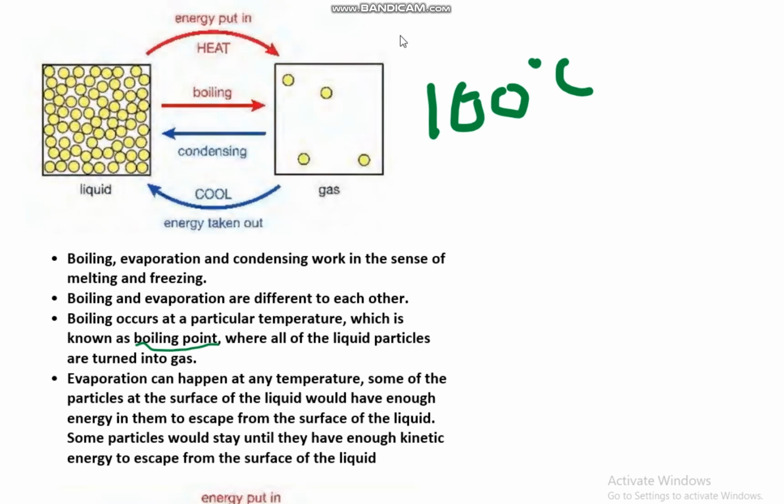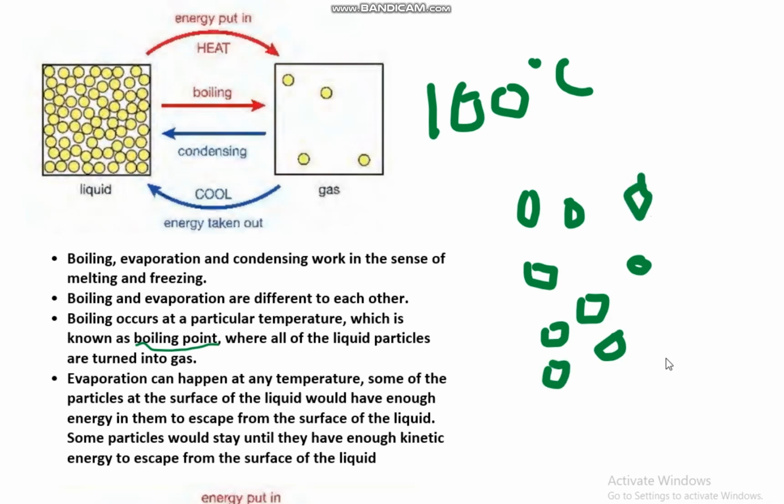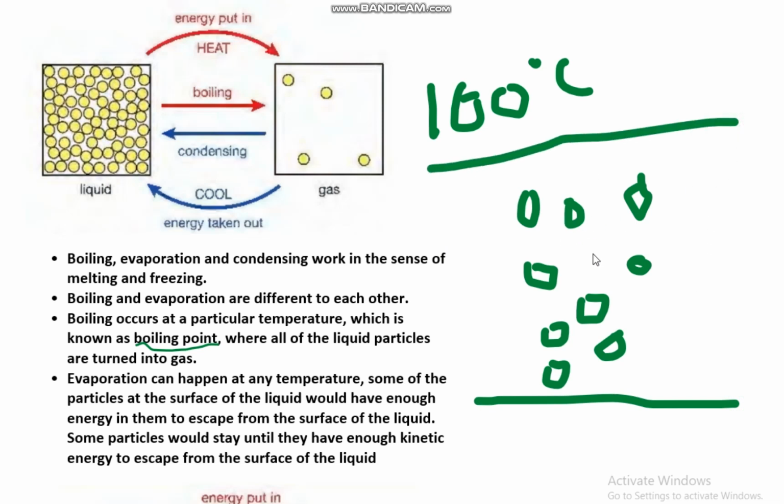But evaporation can happen at any temperature. For example, these are some particles. Just imagine that we are on a road and a liquid is spilled on the road. There's a road, and there are some liquid particles, and the temperature on that day is 35 Celsius.